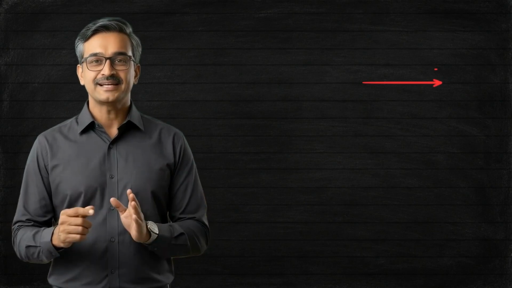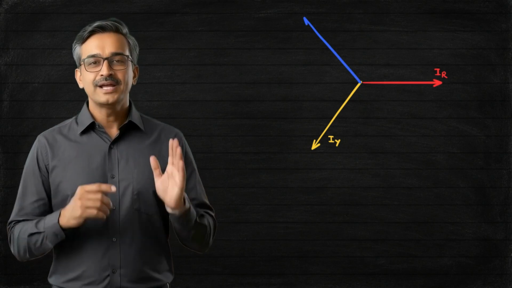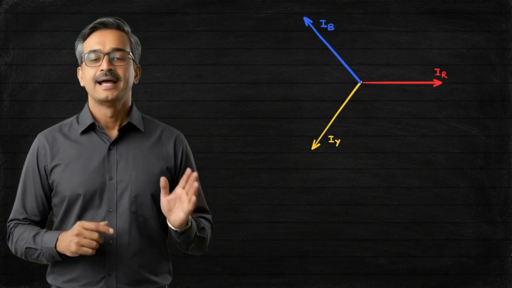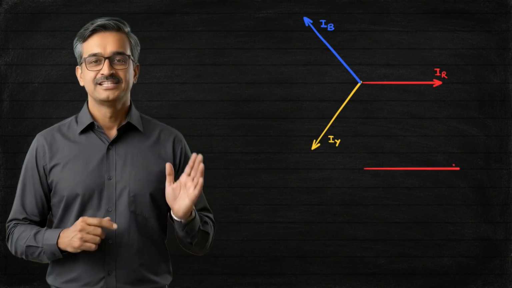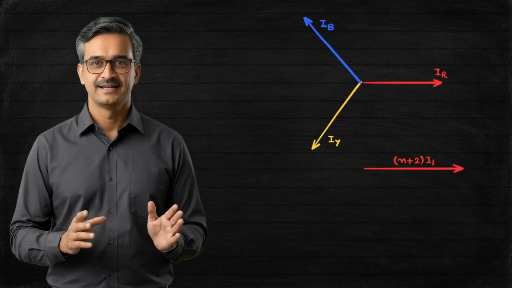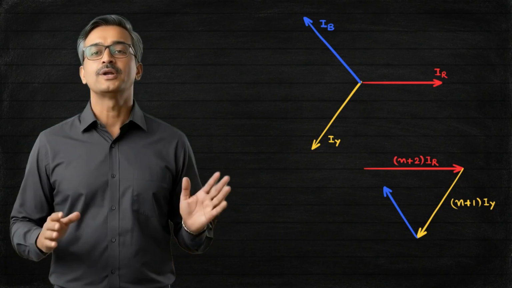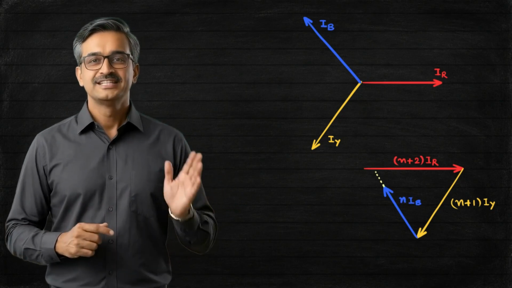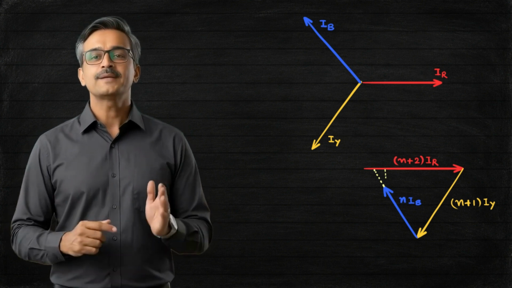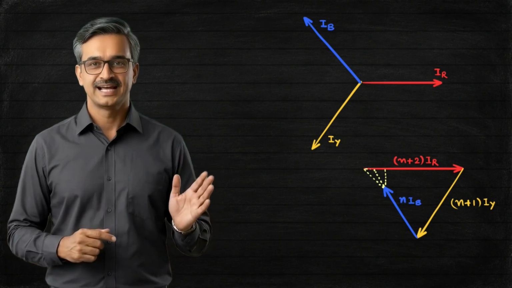Now let us look at the vector diagram. Under balanced conditions, the three-phase currents are equal in magnitude and displaced by 120 electrical degrees. Each current vector is multiplied by its corresponding number of turns. Therefore, the red phase contributes (N+2) times IR, the yellow phase contributes (N+1) times IY, and the blue phase contributes N times IB. The vector addition of these three quantities produces the output current of the summation transformer. Remember that these are vector quantities, so ordinary arithmetic addition cannot be used.